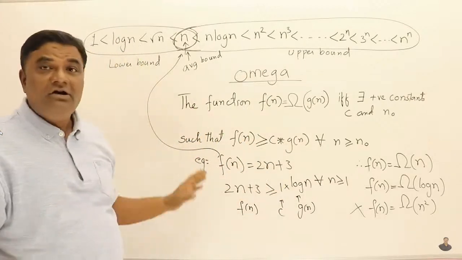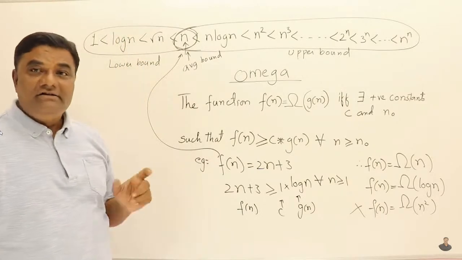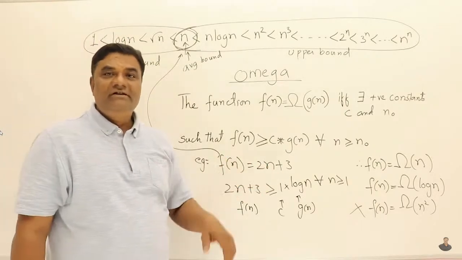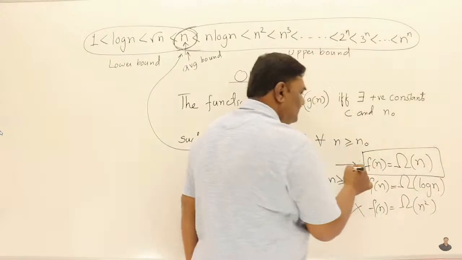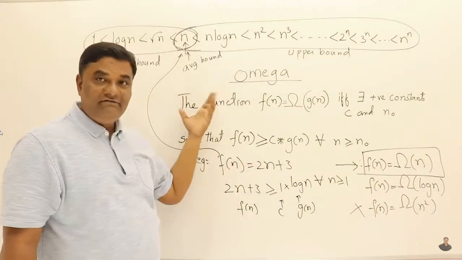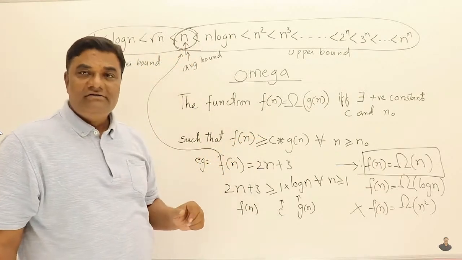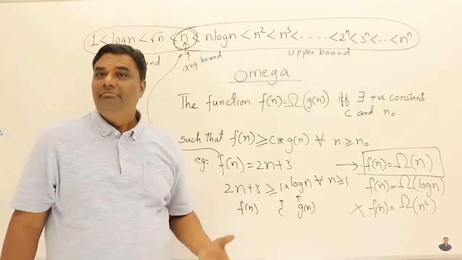So I can write anything from this side, and all will be true. If you write log of log n or root n or log n, anything you write is true. But which one is useful? The nearest one is useful. This one, because this directly belongs to this class. The function is greater than or equal to this one, so this is less than or equal to the function. If I write any other smaller value, that may be true, but not useful.